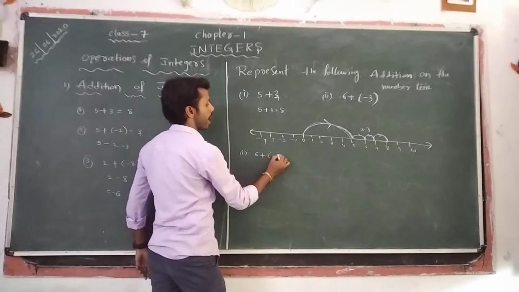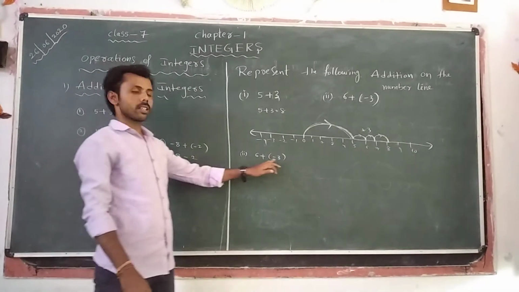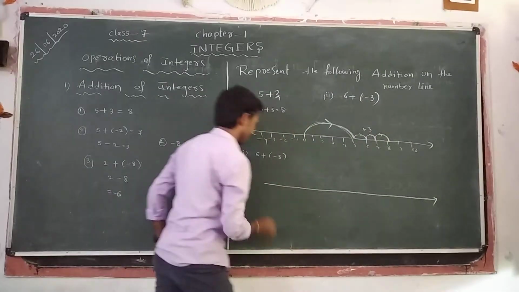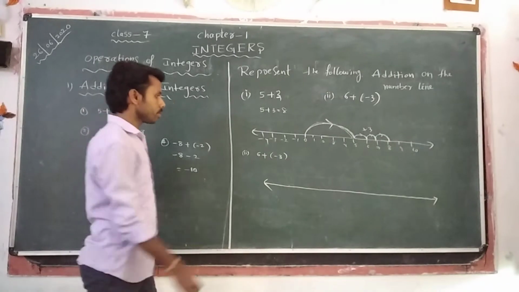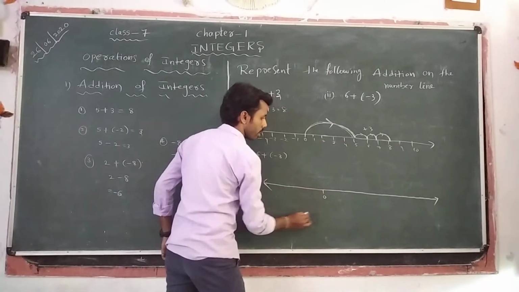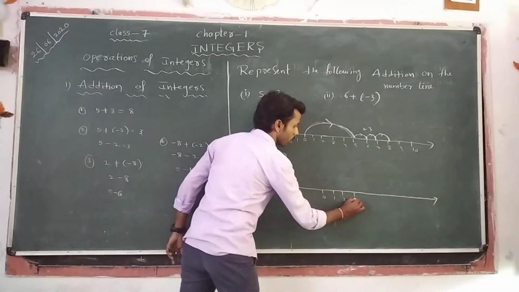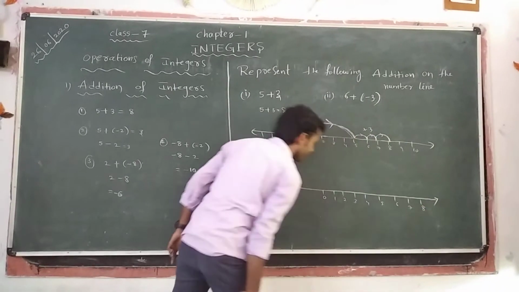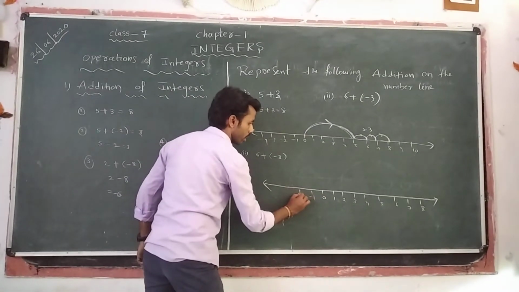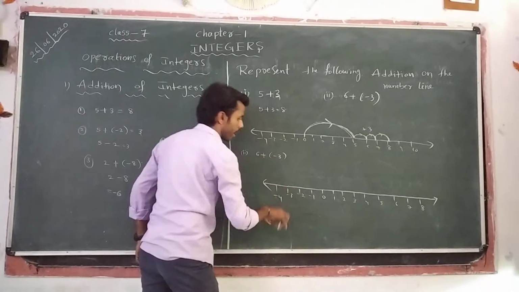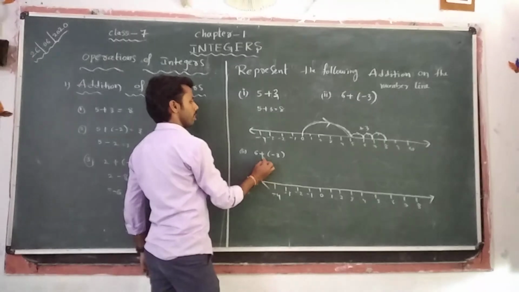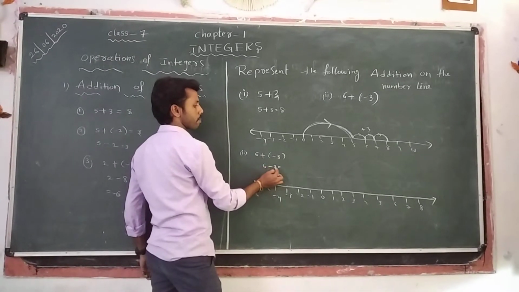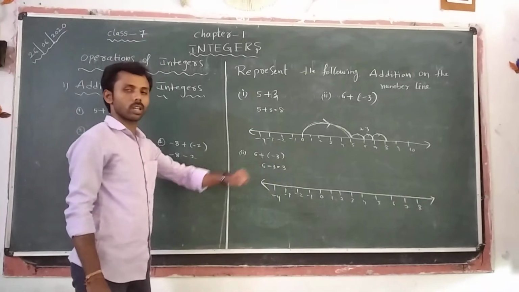6 plus minus 3. On the number line, first draw the number line: 0, 1, 2, 3, 4, 5, 6, 7, 8, and to the left side of 0 minus 1, minus 2, minus 3 and minus 4. So 6 plus minus 3 is 6 minus 3, which equals 3.